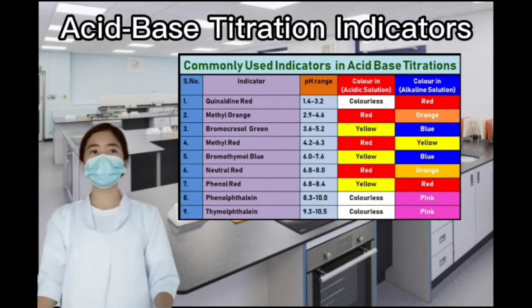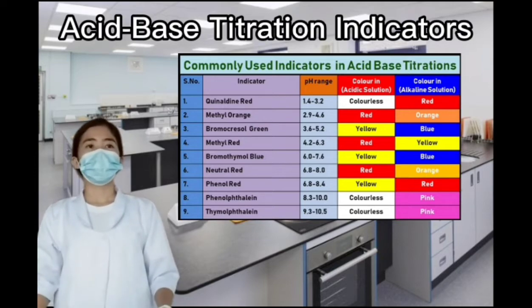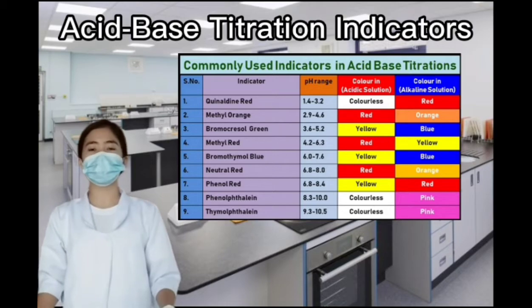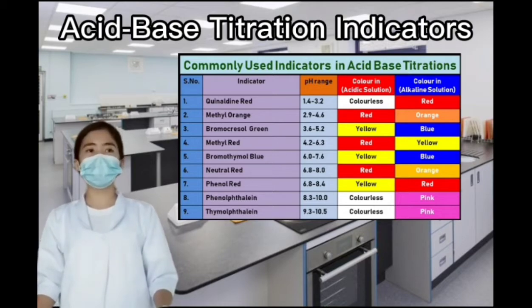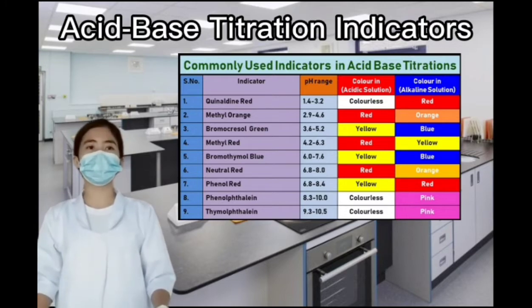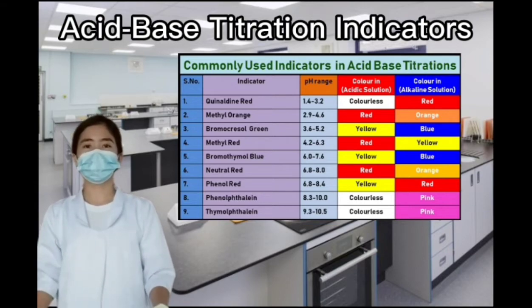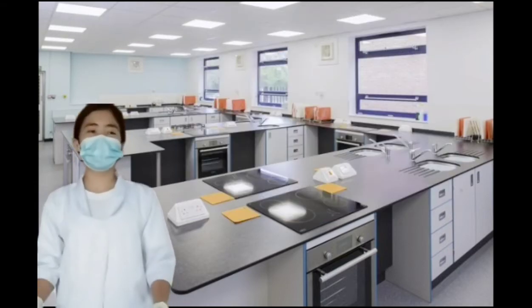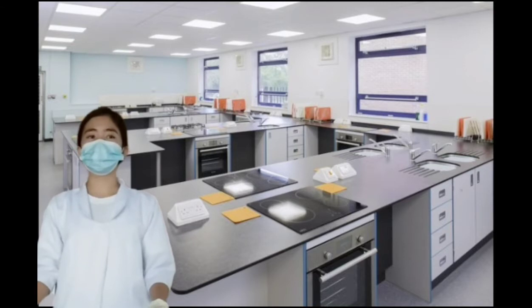These indicators are also either weak acids or weak bases. They will show different colors in ionized and unionized forms. Indicators are used in dilute solution form and selected on the basis of the pH change near the equivalence point. So next, we will learn what the indicators used are.